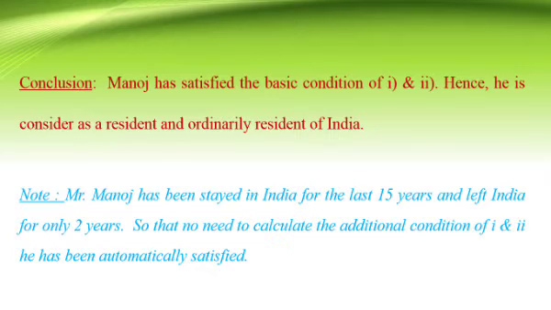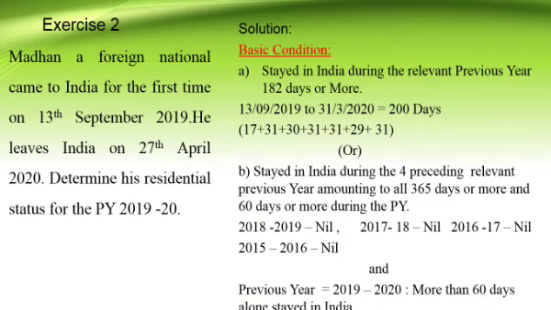So the additional condition of the first condition, what is that? 2 years out of 10 years from before 2019, which relates to 2009 to 2019. So automatically he has satisfied it. The second one is 730 days. The second additional condition is 730 days out of 7 years. That is also automatically satisfied. That is why I didn't calculate the additional condition. Hence he is considered a resident and ordinarily resident of India.